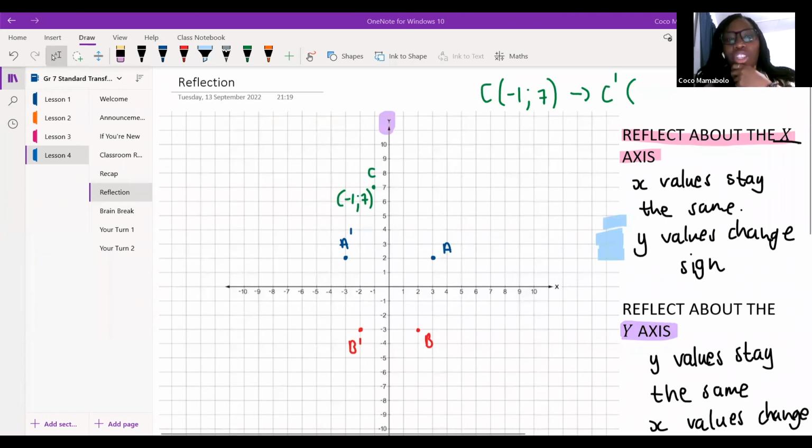Perfect timing. Sorry. Guys, can you just pop the answer for C prime in the chat for me, please? Remember, the X and the Y values will change quickly. Guys, we've got 30 seconds. C prime. Pop them in the chat for me.